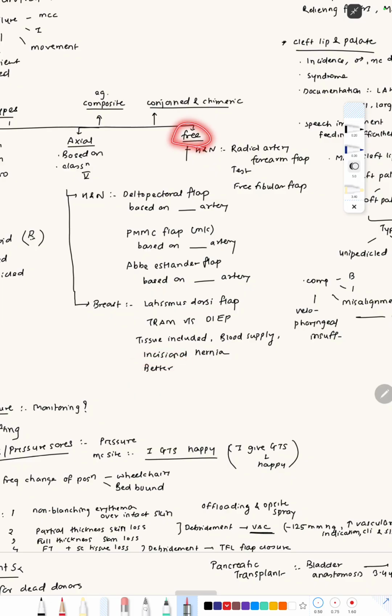Now the next is the free flap. Free flap is the one that can be taken from one side and can be lodged into another side. So in head and neck surgery, generally the radial artery forearm flap is used, which is based on the radial artery, and for that first we have to do a test, that is the modified Allen's test. Then free fibular flap is used for mandibular reconstruction in edentulous mandible. Then composite flap having one or two components, that includes the TRAM flap, DIEP flap, PMMC flap, conjoined and chimeric flap. So these are the different types of flaps.